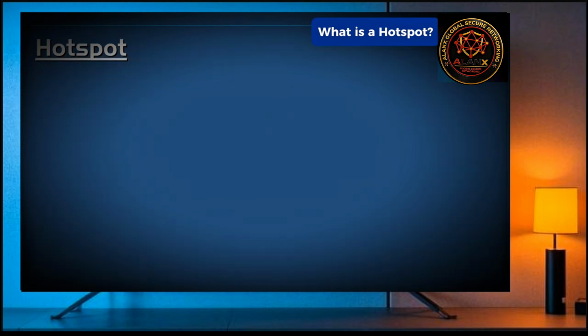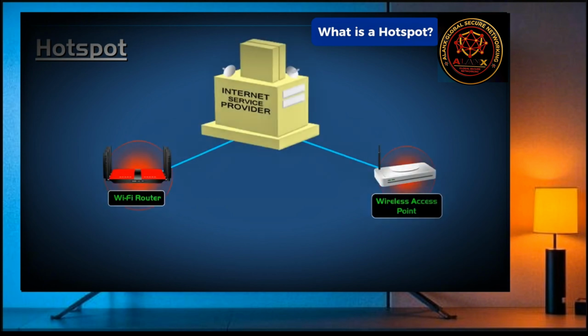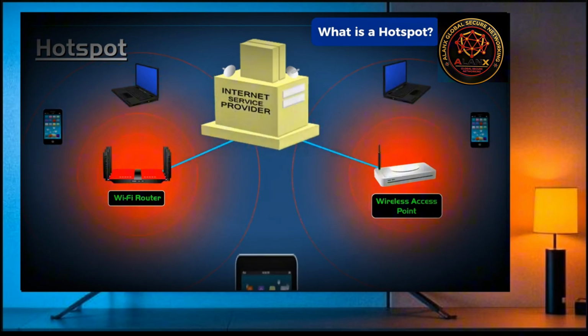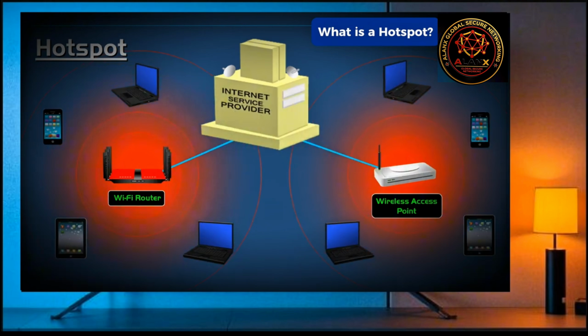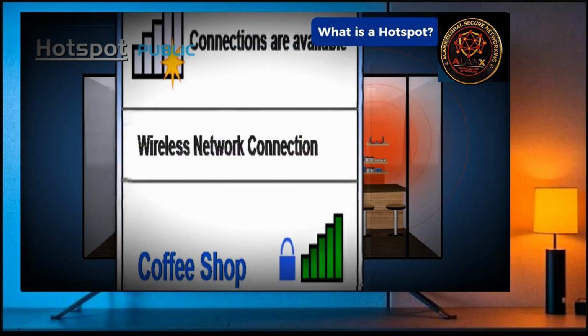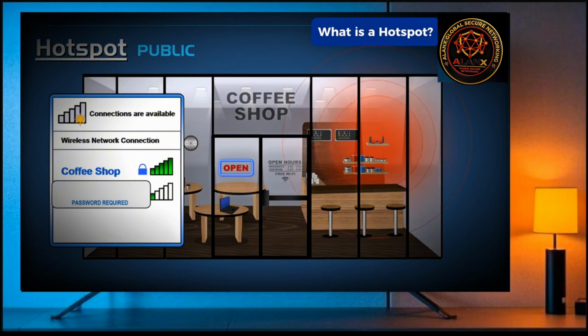But anyway, hotspots are created with a Wi-Fi router or a wireless access point that's connected to an internet service provider. And these routers and access points will broadcast a Wi-Fi signal so that people nearby can connect and access the internet. And you would connect to these hotspots just like you would with any other Wi-Fi network. You would select the network ID or SSID and type in the password if it has one.